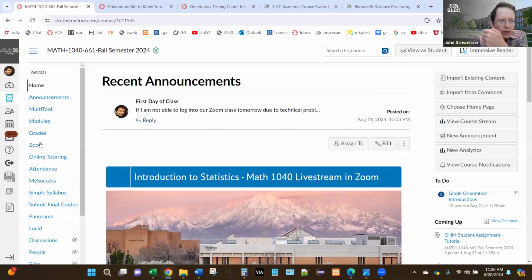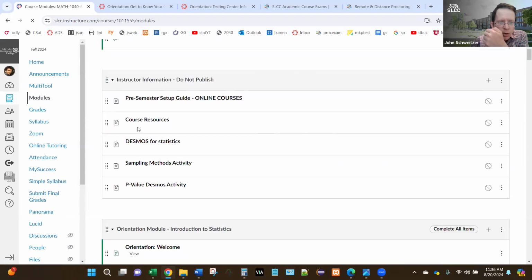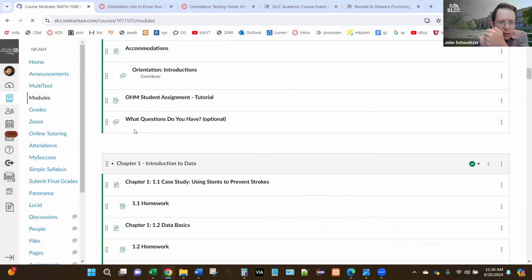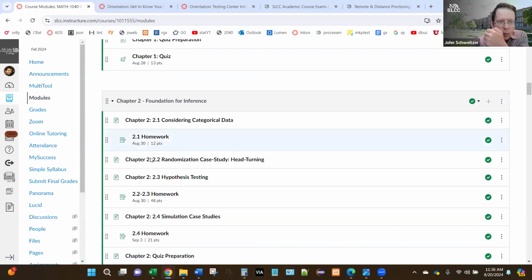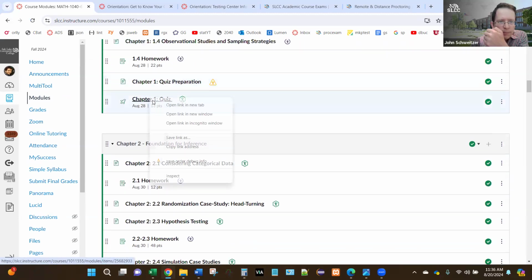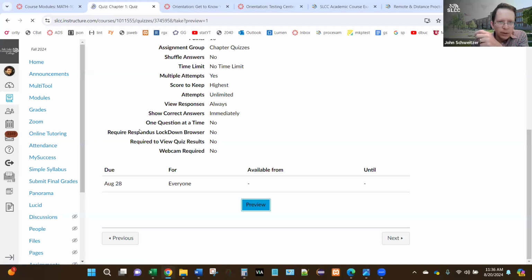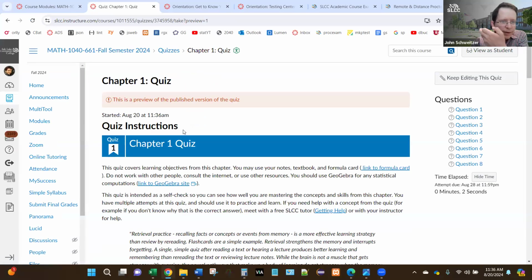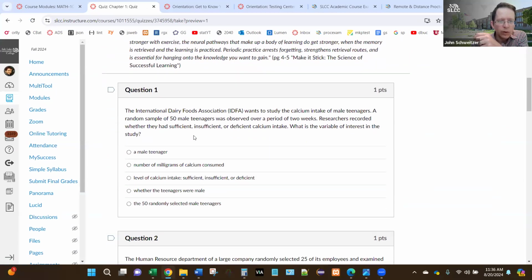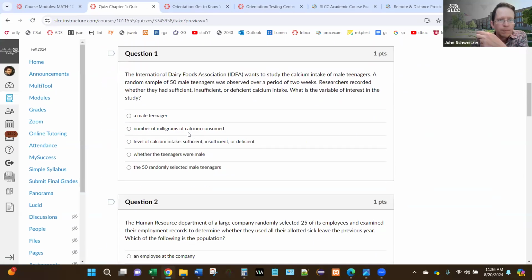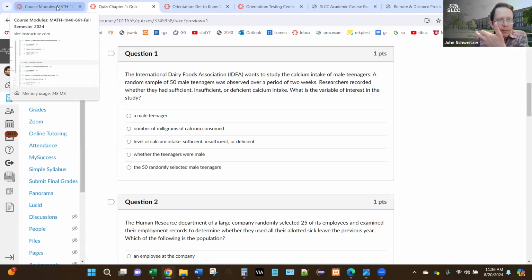So let me show you where to get to those quizzes. If you come over here to modules and scroll down, each chapter will have 1, sometimes 2 of these quizzes. For example, the chapter 1 quiz is here in Canvas. You'll click in there, and typically a quiz will have 5 to 10 questions or so, and they'll look very similar to what you see in the homework.